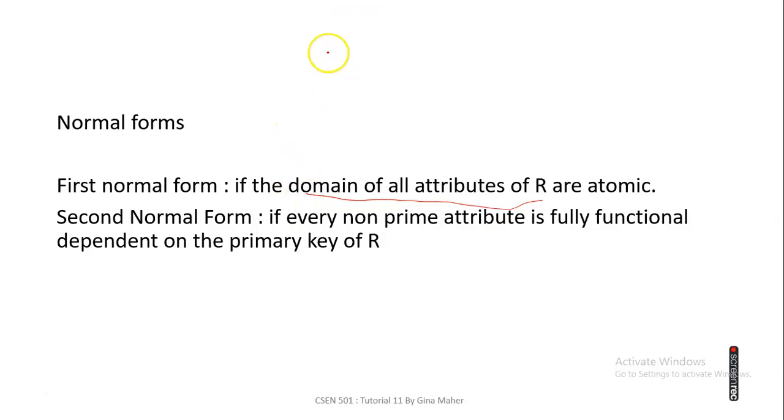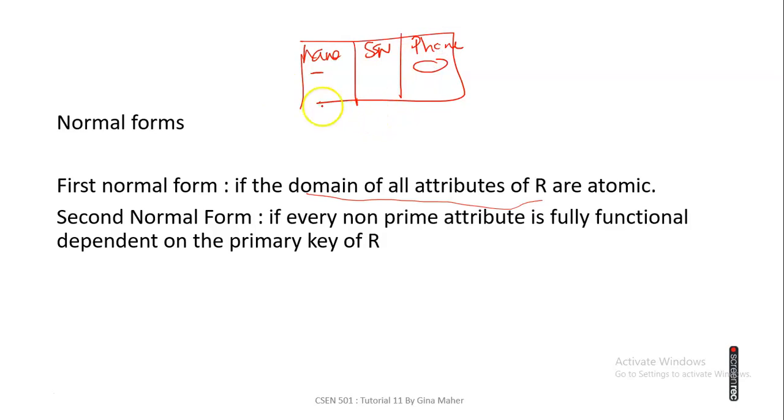In other words, if the table is something like this: name, SSN, phone number, for example, and for each name we have only one phone number. If it happens that we have a name with an array of phone numbers, where this attribute is not atomic, it is not a single value, then this relation is not in the first normal form. So a relation is in the first normal form if the domain of all attributes are atomic, which means that they are single valued. Let's move to the second normal form.